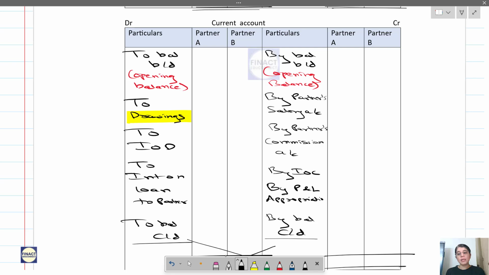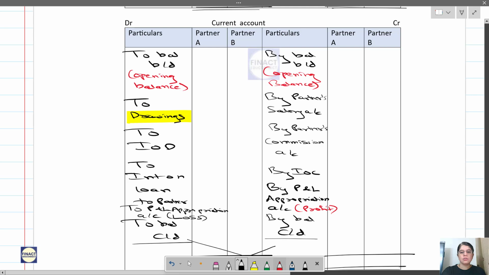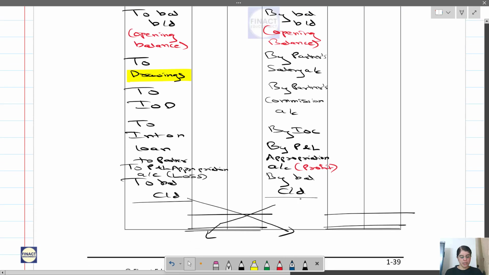Now what is P&L appropriation account? We know what is a P&L account, we prepared it last year, but what is a P&L appropriation account, we don't know. That we will understand later on. For now you can just write it as by P&L appropriation account for profit, and if there is a loss, of course it will come over here, to P&L appropriation account. This will be for loss. Okay, so just finish this, then let's go to the next one.